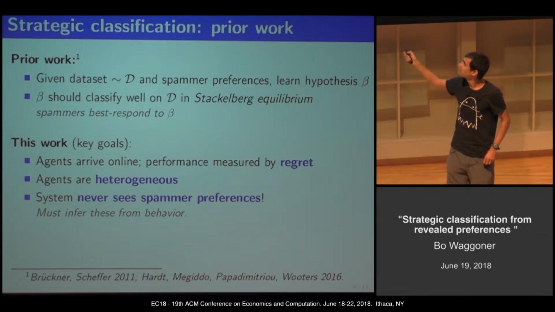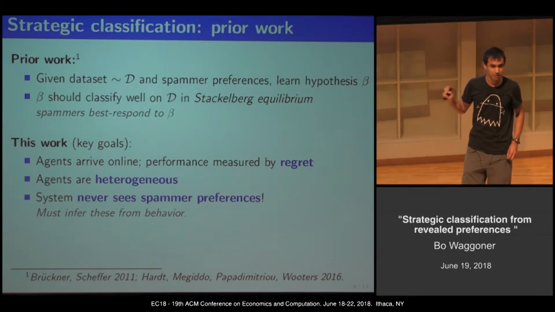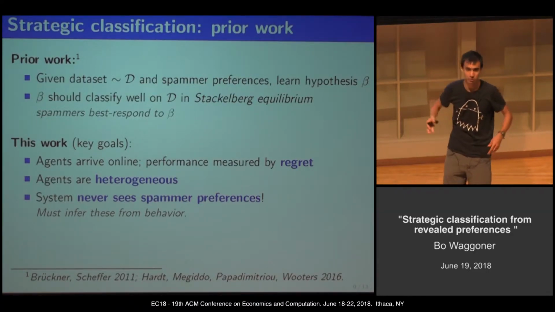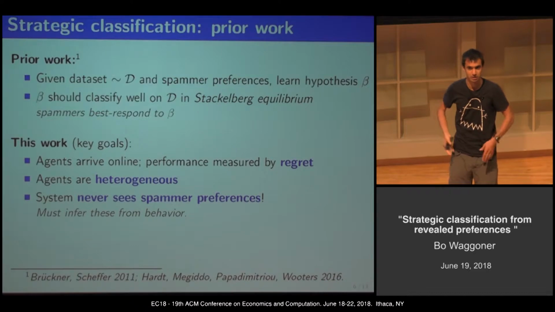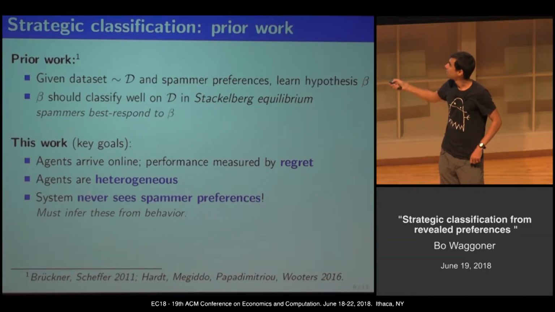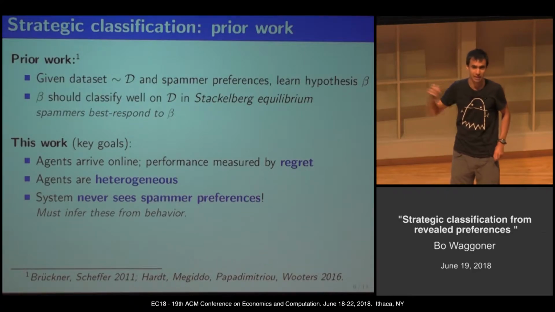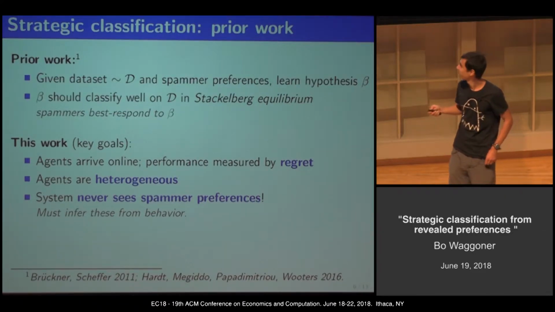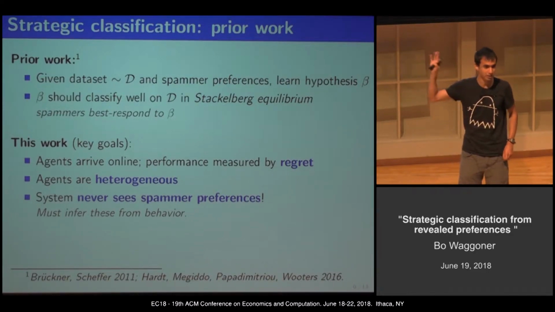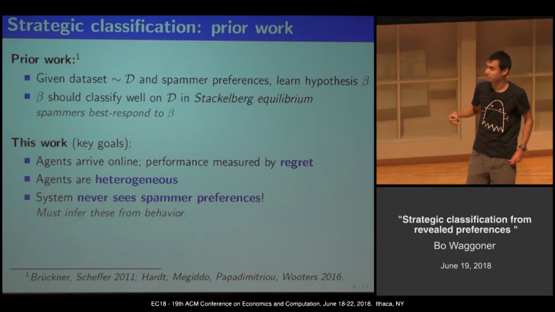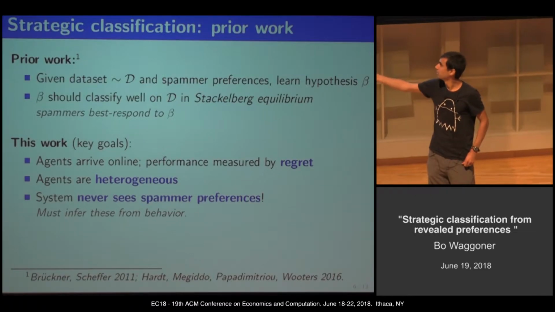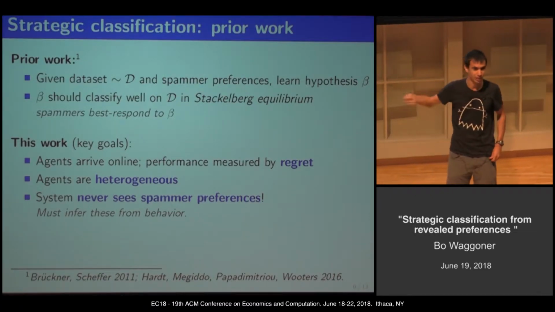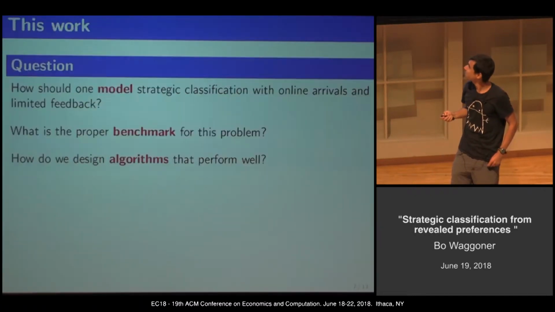We wanted to allow these agents to be heterogeneous. So in the previous works, the spammers all preferred the same thing, all the manipulators preferred the same thing. And we also don't want to have to assume that we know these exact preferences or utility functions of the spammers we're facing. Okay, and so that's the idea behind our title: strategic classification from revealed preferences. We just have to infer their preferences from how these agents are acting.